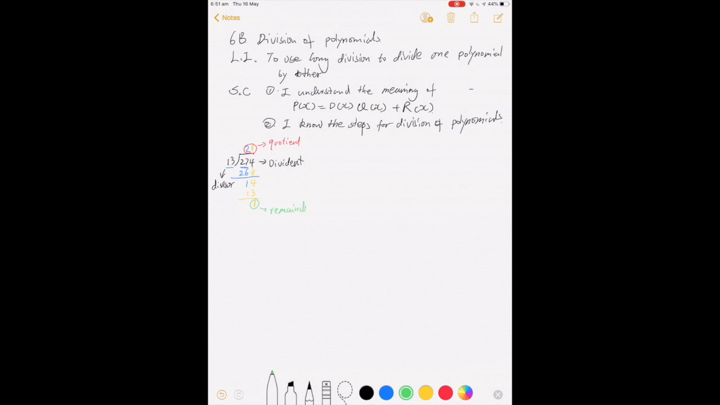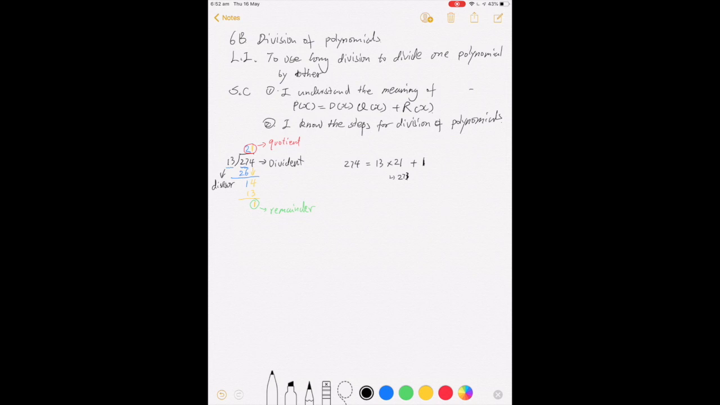Okay, remainder. So basically, when we do the division of polynomials, it's quite similar to the long division of numbers. So let's come back: 274 is equal to 13 times 21, which gives me 273, with a remainder of 1. Add them together, and eventually it gives me 274.